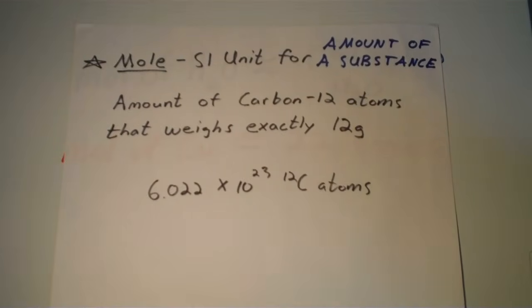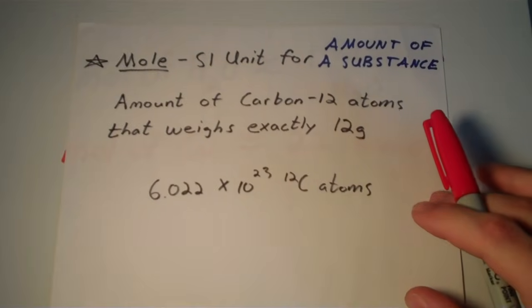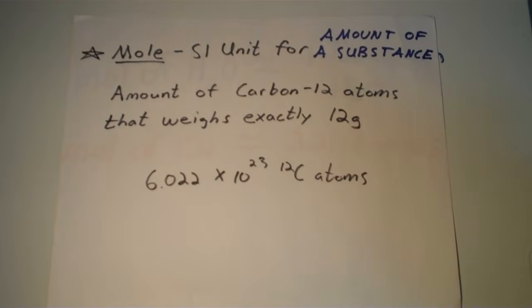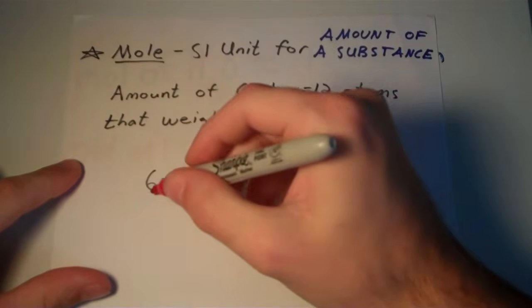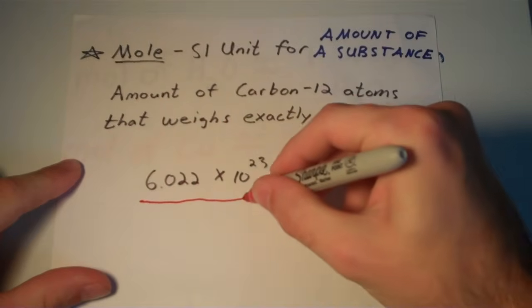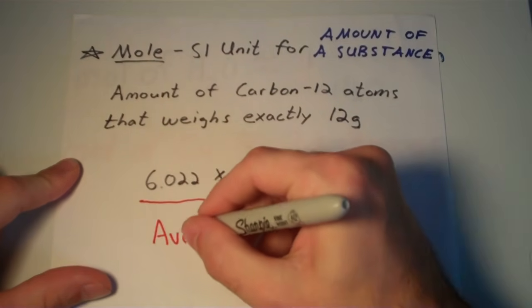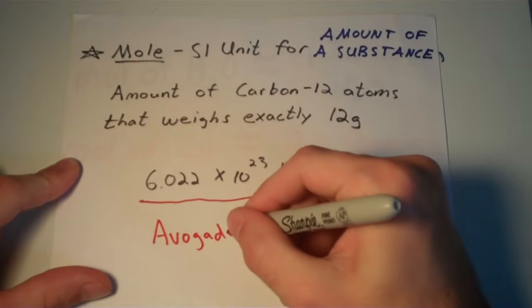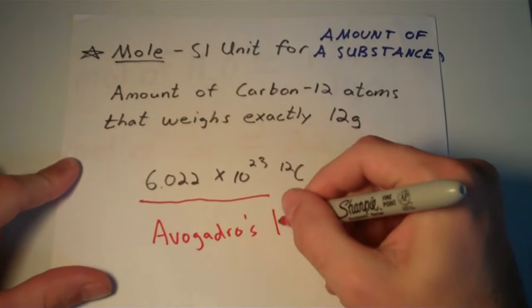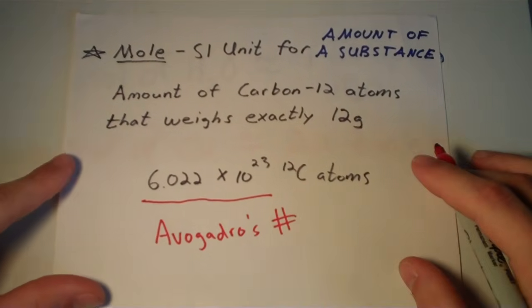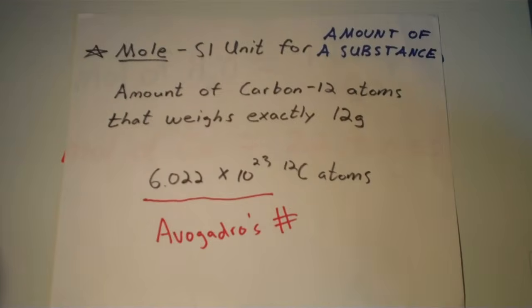the amount of carbon-12 atoms that weighs exactly 12 grams. That number of carbon-12 atoms turns out to be 6.022 times 10 to the 23rd carbon-12 atoms. This number here, this 6.022 times 10 to the 23rd, is called Avogadro's number, named after Amedeo Avogadro, the guy who came up with it.